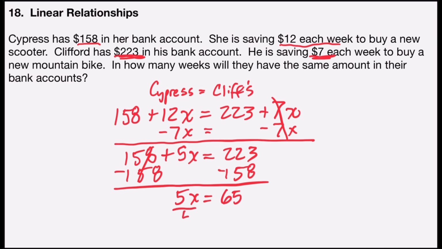Finally, I'll divide both sides by 5 to make the coefficient equal to 1. 5 divided by 5 is 1, or as some people say, it cancels out, leaving me with x. And 65 divided by 5 is 13. So that means in 13 weeks, Clifford and Cypress will have the same amount in their bank accounts.